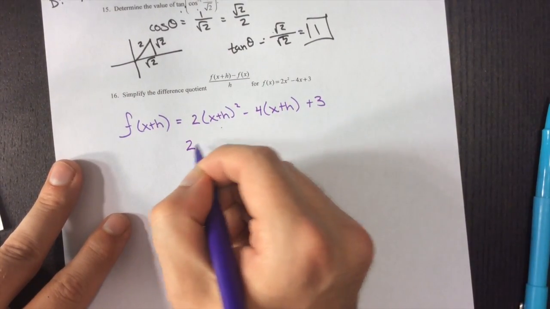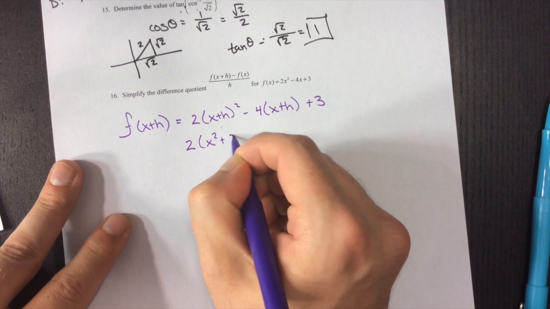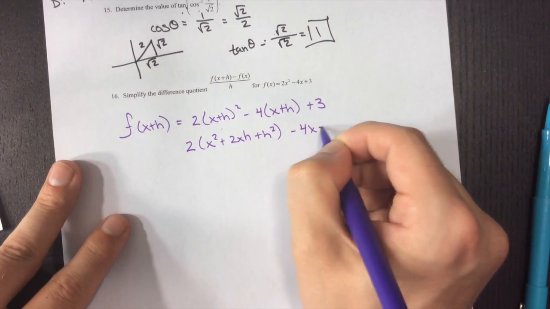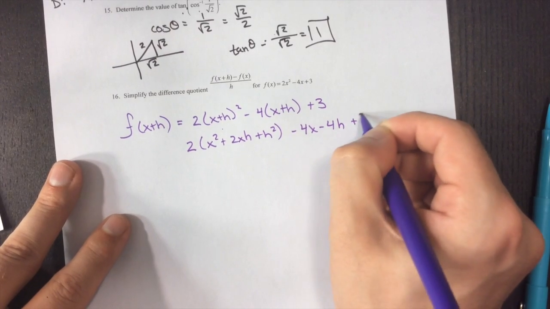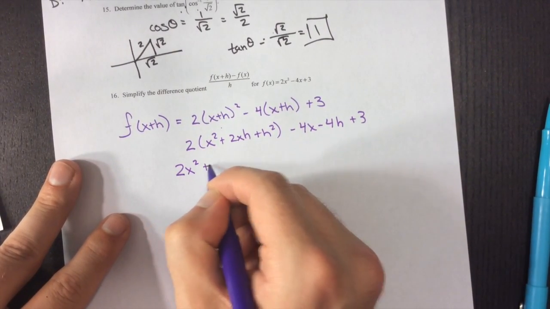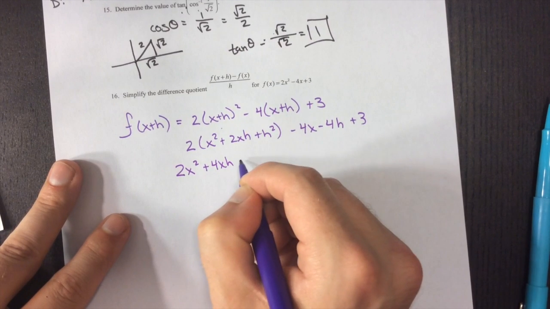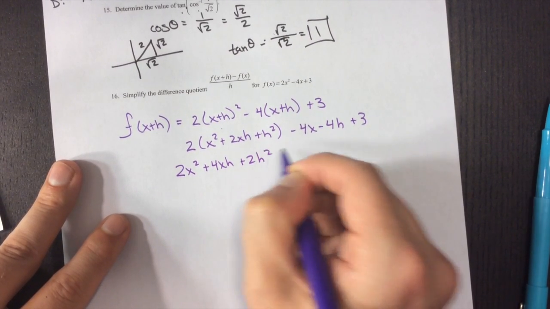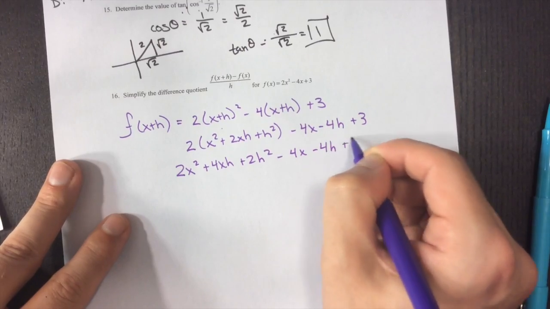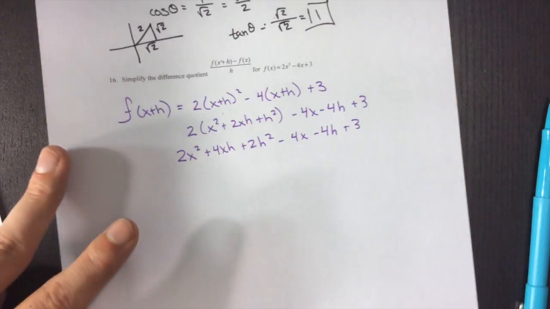I'm going to FOIL that out. So that's x squared plus 2xh plus h squared minus 4x minus 4h plus 3. So to expand this all out, that's 2x squared plus 4xh plus 2h squared minus 4x minus 4h plus 3. That's just that first part.